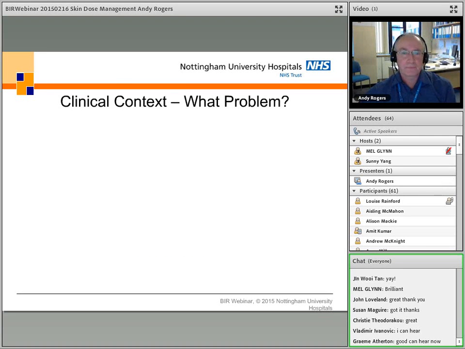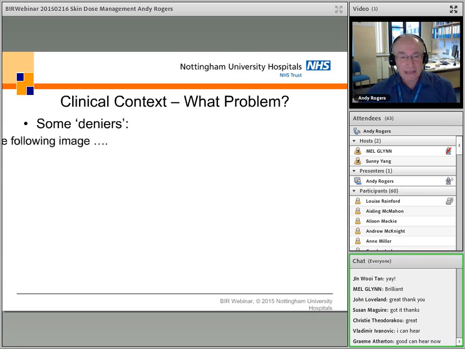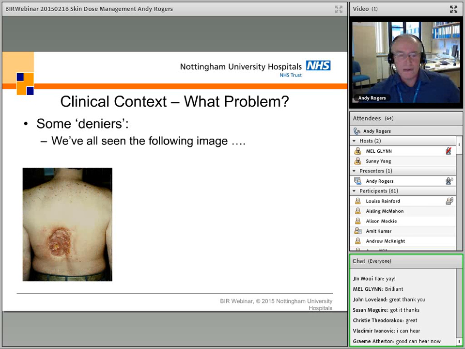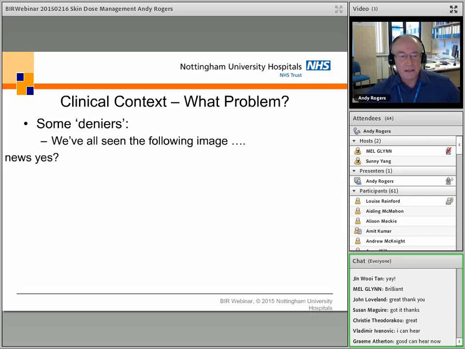Okay. So, in terms of the clinical context, just recently I've heard clinicians saying, what's the problem? We don't get any skin doses, any skin effects, or any tissue effects. And that's often because they're not looking. And we've all seen, everyone puts this image up, we've seen it loads of times. And a lot of people would have you believe it's old news. And actually, if we can implement technology well, it may well be.